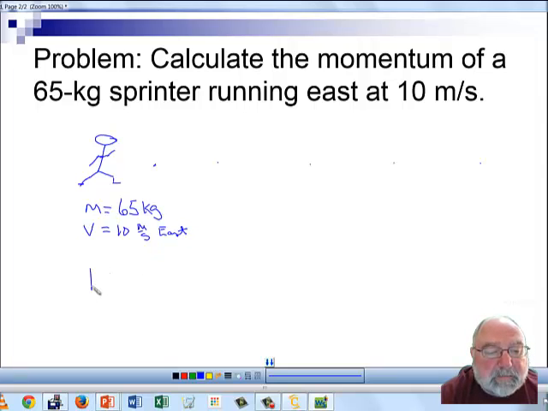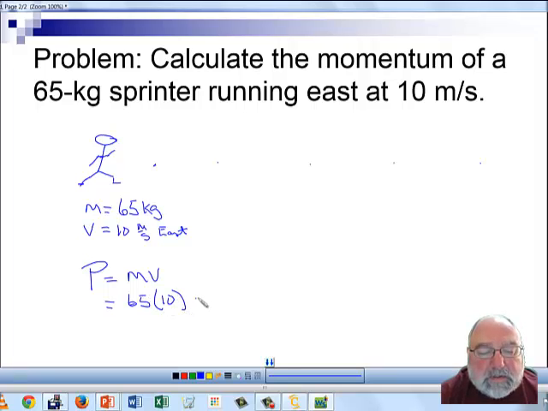The momentum, P, is equal to mv. That's 65 times 10, which is equal to 650 kilograms meters per second. Don't forget the direction. It's a vector: east. There we go.